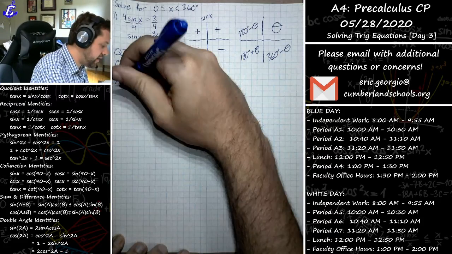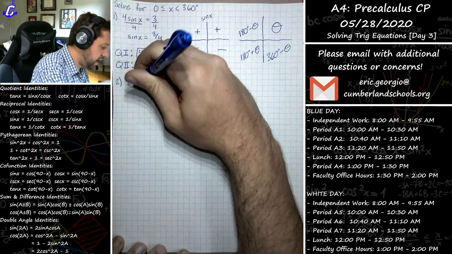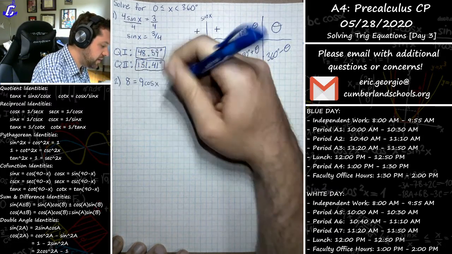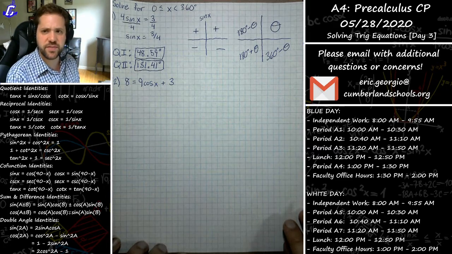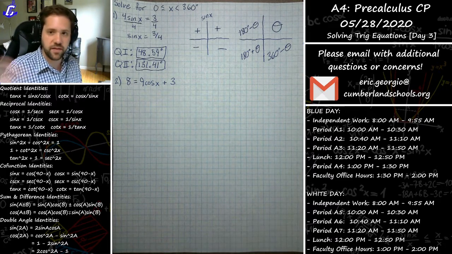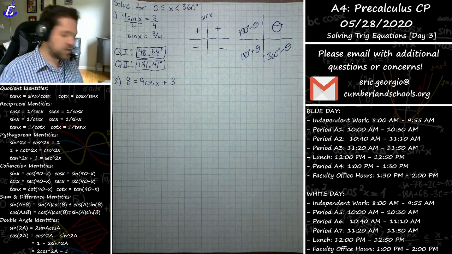Next one. Ready? We have 8 is equal to 9 times the cosine of x, plus 3. I know the one on the worksheet says plus 2, but I'm pretty sure we did the plus 2 yesterday, or last class. I keep saying yesterday, Tuesday. So let's change it up a little bit.